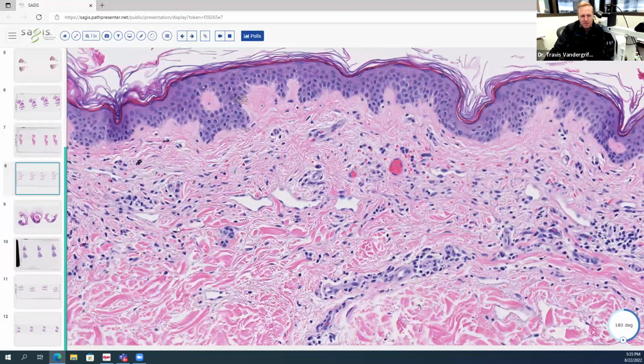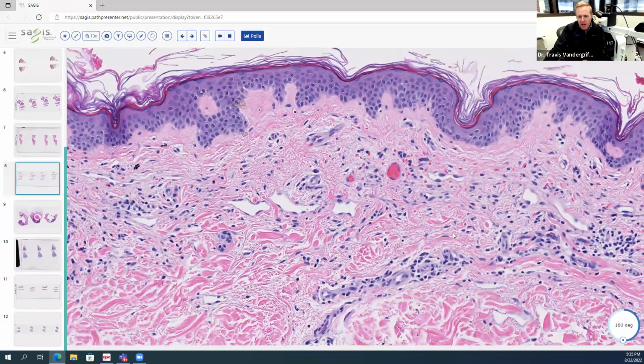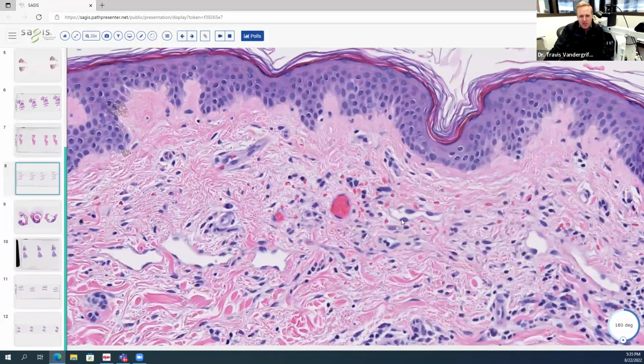Hobnail hemangioma captures the histologic appearance of the nuclei of the endothelial cells, meaning they protrude into the lumen from a narrow base, and they have a bulbous expanded cytoplasm. So you've got these protuberant endothelial cells. Those are called hobnail endothelial cells.